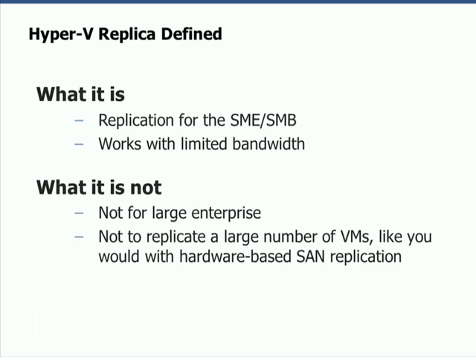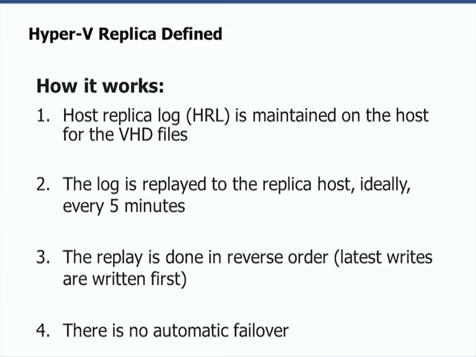Hyper-V Replica is built into the Windows Server 2012 operating system, and again, it's designed for the SMB that just needs to replicate a smaller number of Hyper-V virtual machines from one data center to another. It works by creating a host replica log, or an HRL, on the Windows Server 2012 Hyper-V host that's running the primary virtual machines that need to be replicated. That HRL log is then replayed to the replica host, that's the backup host, across the wide area network link, ideally every 5 minutes, to recover the virtual machines if needed.